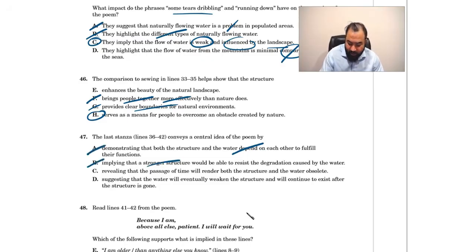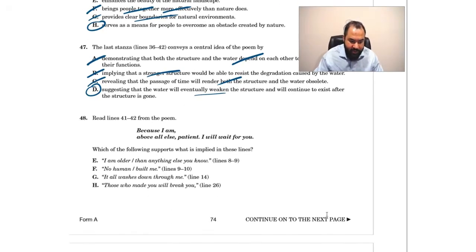So you see, the keywords help us remove the options. Revealing that the passage of time will render both the structure and the water obsolete. No, right? The thing is not both. Revealing that time will keep the water, but not the structure. So it's not about both. So suggesting that the water will eventually weaken the structure and will continue to exist because it is patient, it will wait forever. So water will be there forever.